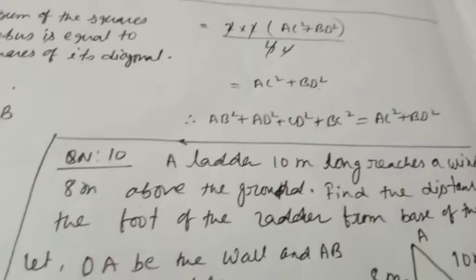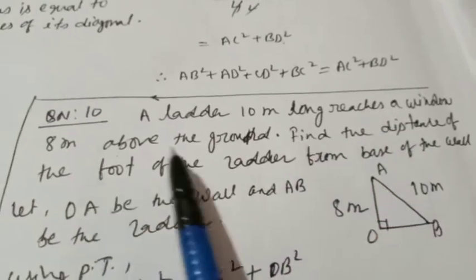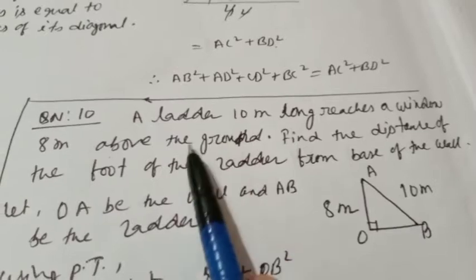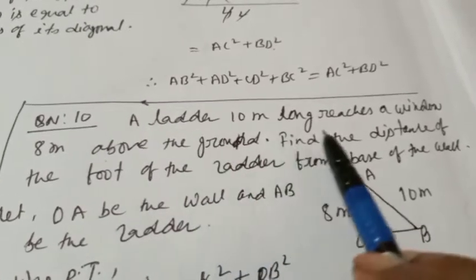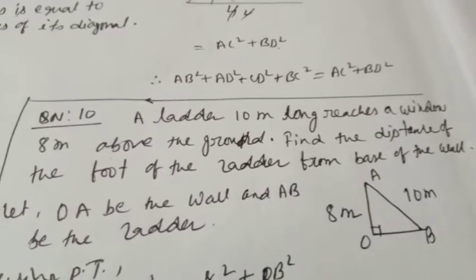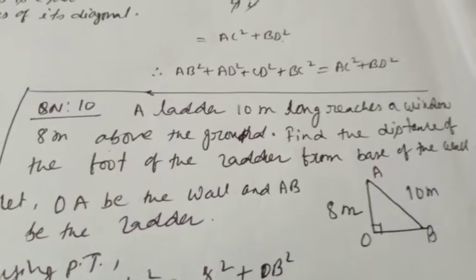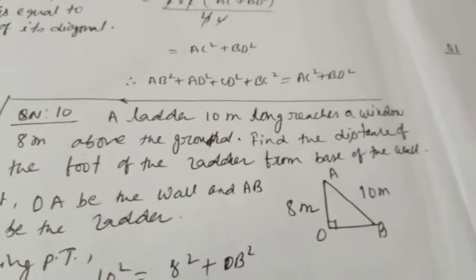Okay, next. Question number 10. A ladder 10 meter long reaches a window 8 meter above the ground. This is a word problem. Find the distance of the foot of the ladder from the base of the wall. Clear? You have to find the distance of the foot of the ladder from the base of the wall.